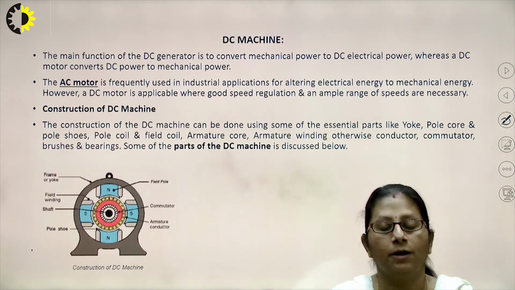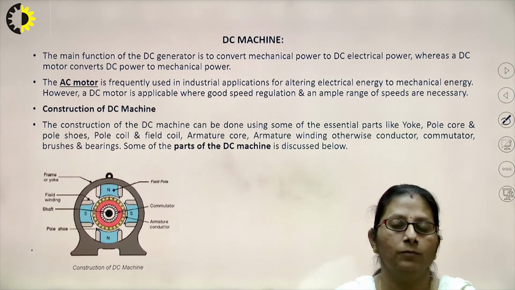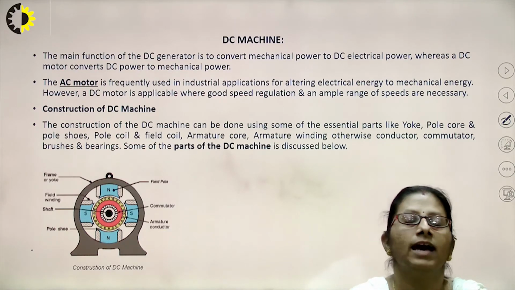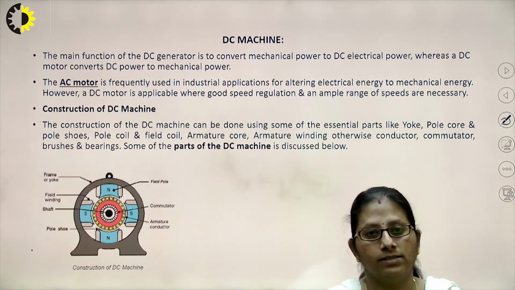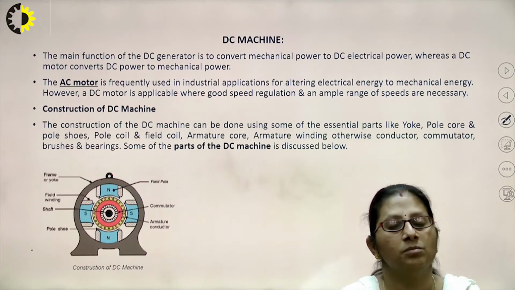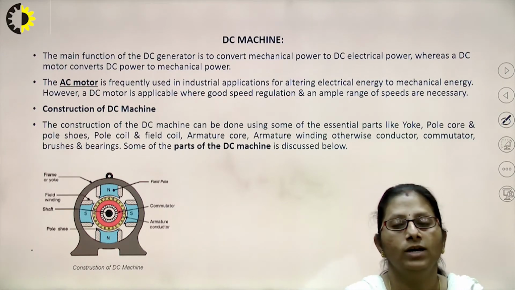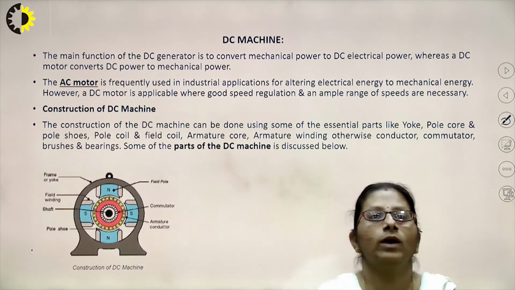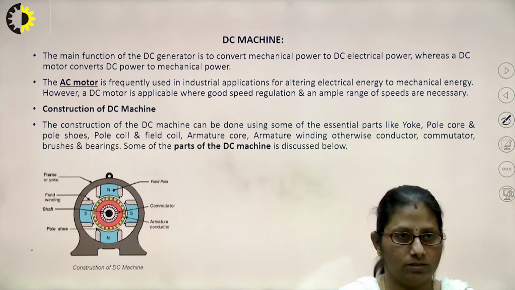We'll be studying that. We'll be going with AC machines also, but we are starting with the DC machine as it is easier to understand. The construction is very similar in AC machines also, and it is very easy to understand, right? So we are going to start with DC machines.